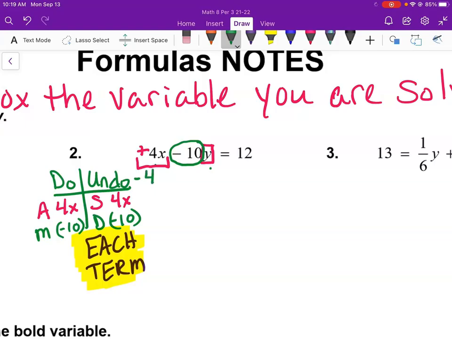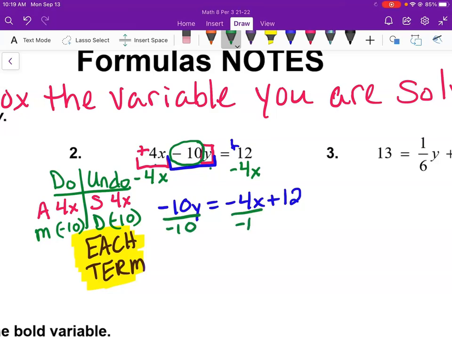So subtract 4x, subtract 4x. What remains on the left-hand side? This term right here. So we have negative 10y equals negative 4x plus 12. No sign in front of the 12, so we know it's addition. Okay, next step, it says divide each term by negative 10. Now right now that doesn't make sense why we're doing this, but I promise you when we get into chapters 3 and 4, this is going to make way more sense and it will help you a ton next year.